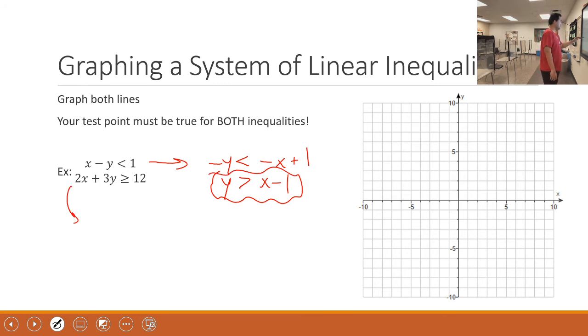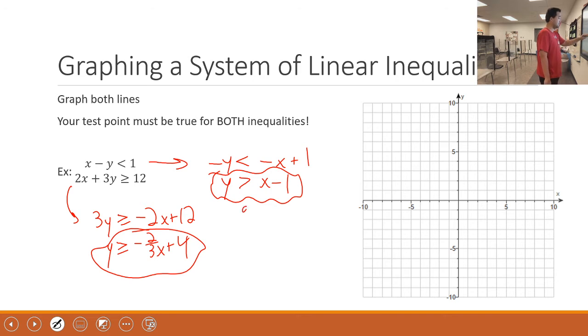Let's redo this one. 3y greater than or equal to negative 2x plus 12. Divide by 3. y greater than or equal to negative 2/3 x plus 4. So there's my two lines. This one is dotted. This one is solid. So you have a mix of both.